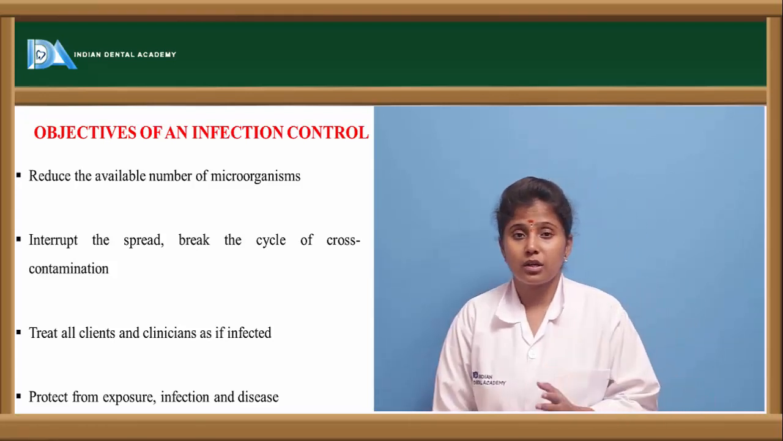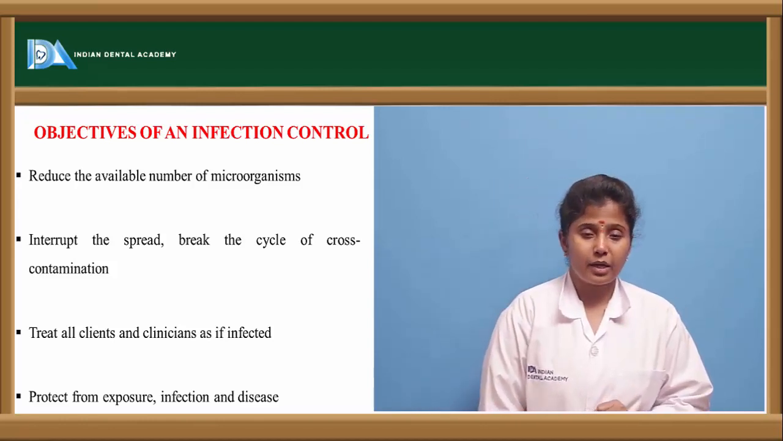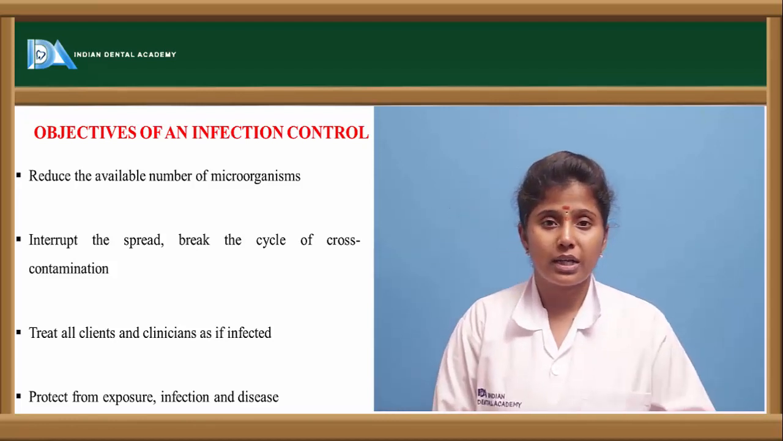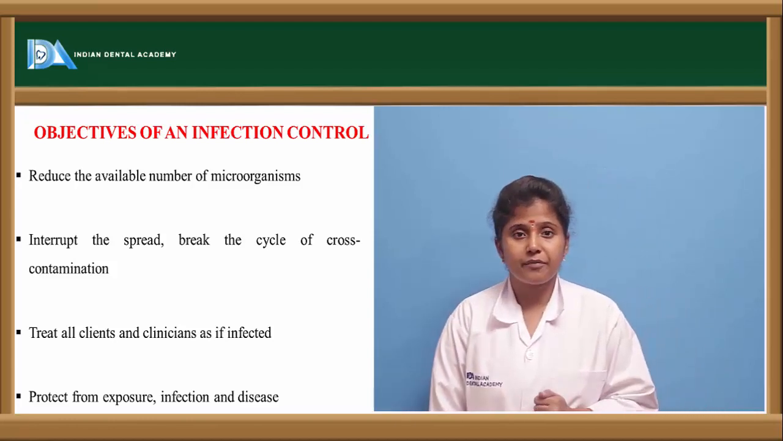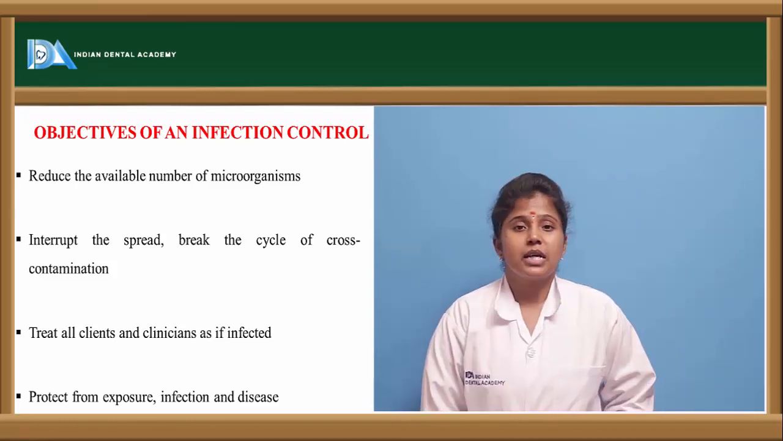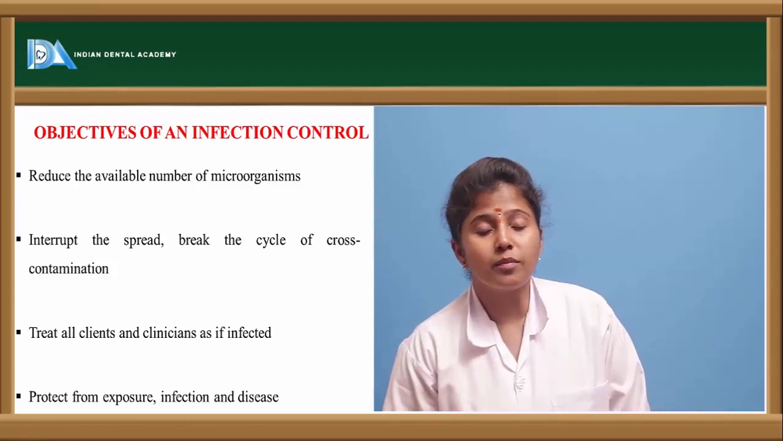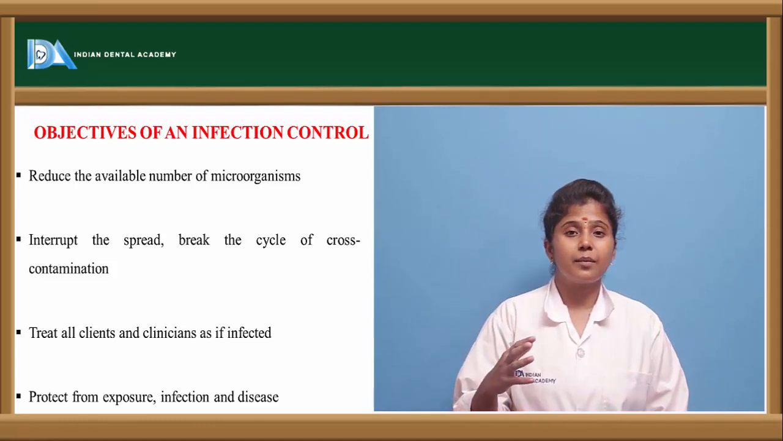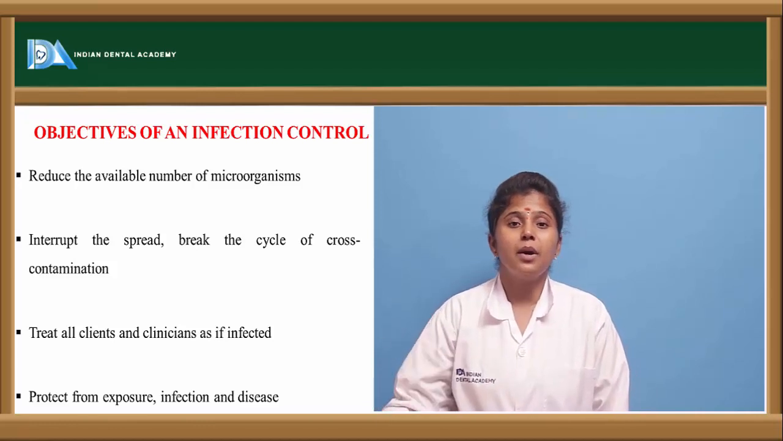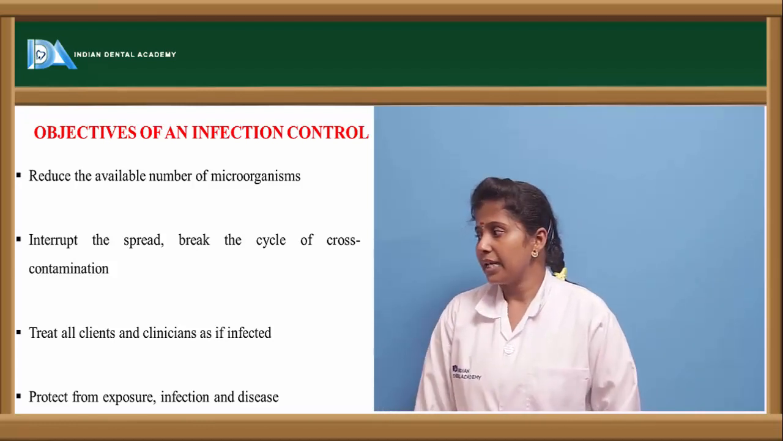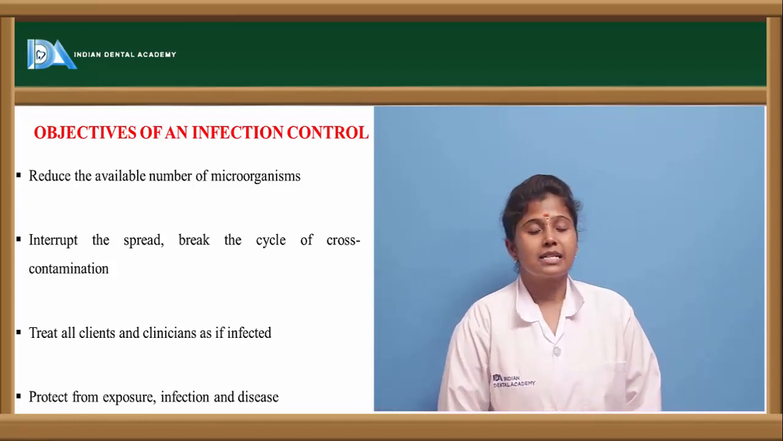Why is infection control needed exactly? In order to reduce the available number of microorganisms. If more microorganisms are there, we need to either kill, destroy, or at least reduce or prevent the spread of microorganisms, interrupt the spread, and break the cycle of cross-contamination. We need to stop the contamination there itself. We should take proper care to prevent the microorganisms from spreading or contaminating, and treat all clients and clinicians as if infected.